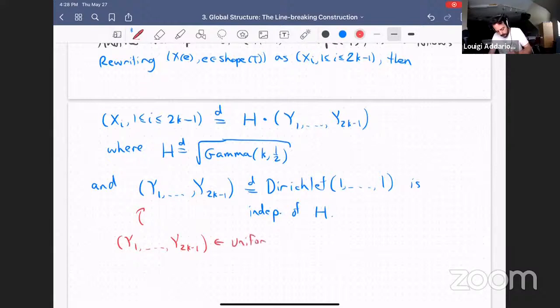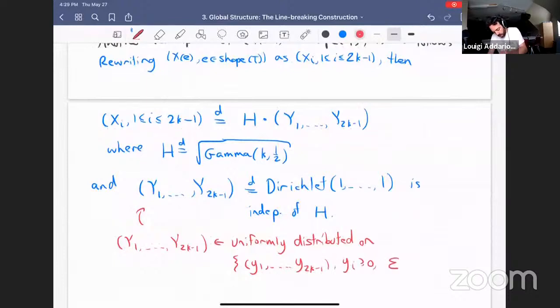So this is uniformly distributed on partitions of mass y1 up to y2k minus 1. So all of the yi should be non-negative, and the sum of the yi should be equal to 1.